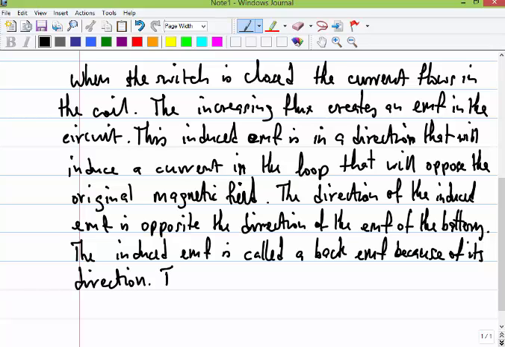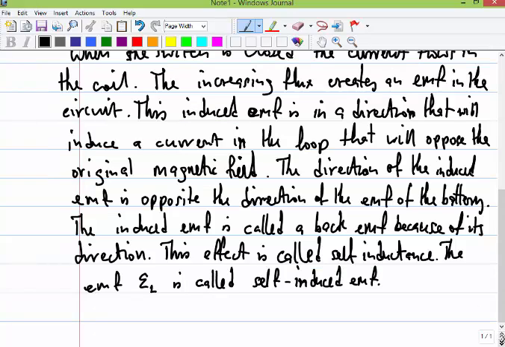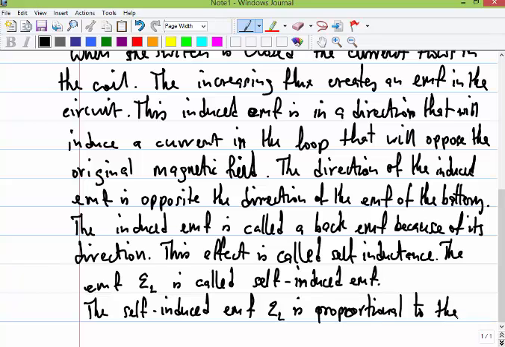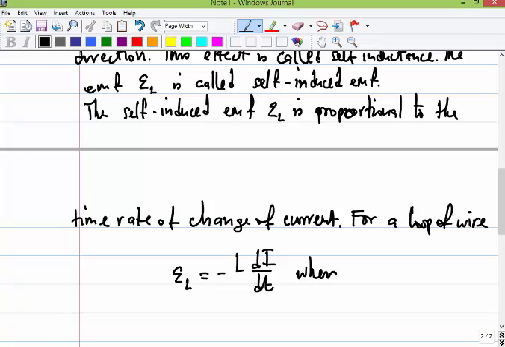This effect is called self-inductance, and the EMF E subscript L is called the self-induced EMF. We can define the self-induced EMF next. The self-induced EMF is proportional to the rate of change of current. For a loop of wire, E subscript L is equal to minus L di/dt, where L is the inductance of the loop.